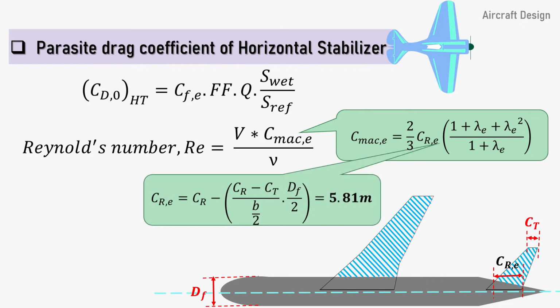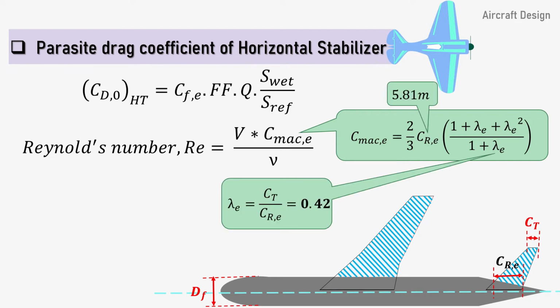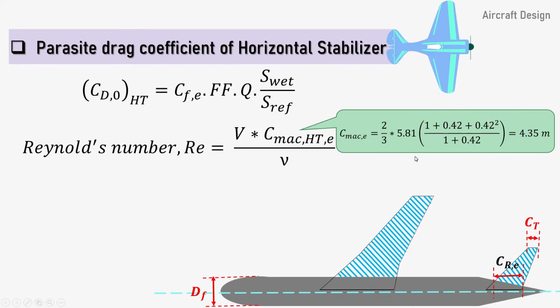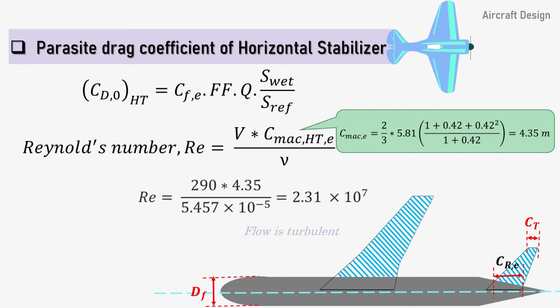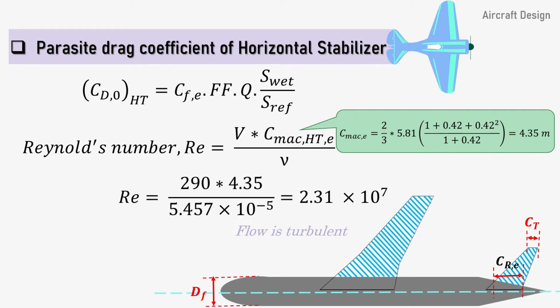Similar to how you found it for the wing, you will use the same formula: 2/3 of C_R_E into (1 plus lambda E plus lambda E squared) by (1 plus lambda E). Now you will find the exposed root chord, which in my design is 5.81 meter. The exposed taper ratio using this formula is about 0.42. Now substituting back, the mean aerodynamic chord comes to around 4.35 meter. Now this mean aerodynamic chord is substituted into the Reynolds number, where my Reynolds number is about 2.31 into 10 power 7.